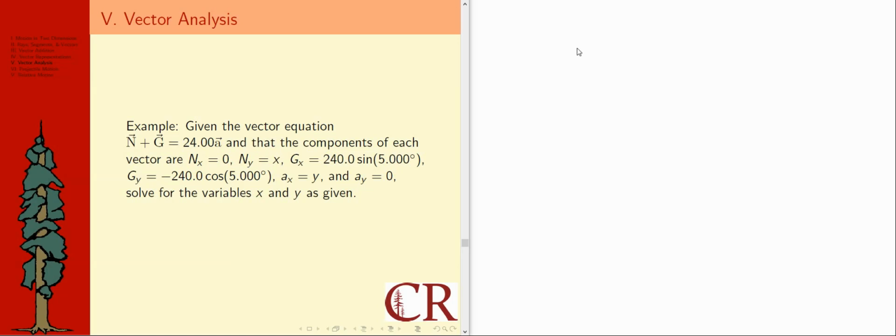Given the vector equation, n vector plus g vector is equal to 24.00 times a vector, and that the components of each of those vectors are n sub x is equal to 0, n sub y is equal to x, g sub x is equal to 240 times the sine of 5 degrees, g sub y is equal to minus 240 times the cosine of 5 degrees, a sub x is equal to y, and a sub y is equal to 0. Solve for the variables x and y as given.